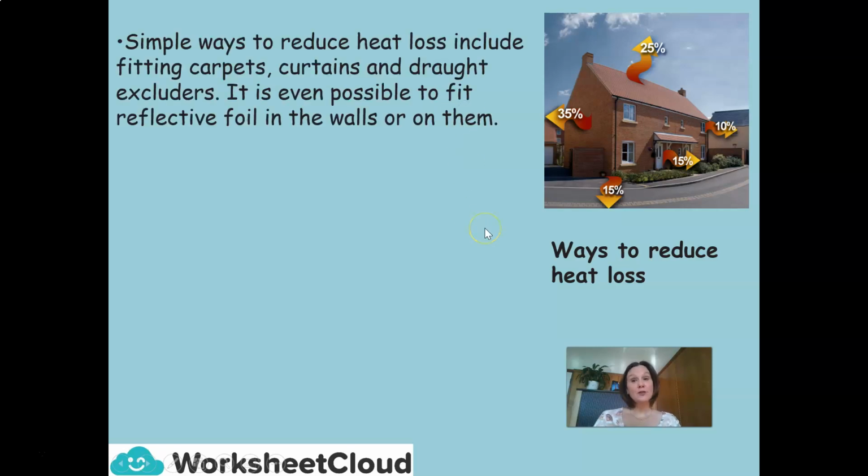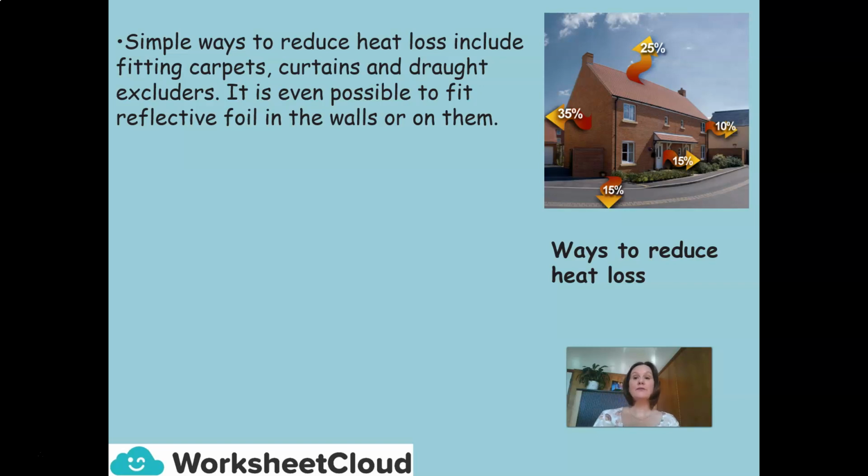So, simple ways to reduce heat loss include fitting carpets, curtains, and what we call draft excluders. The drafts that come in underneath the doors, it's called a draft excluder. It's normally long, thin, and looks like a snake. Your parents put it up against the door at the bottom of the door where the air or the wind comes through.